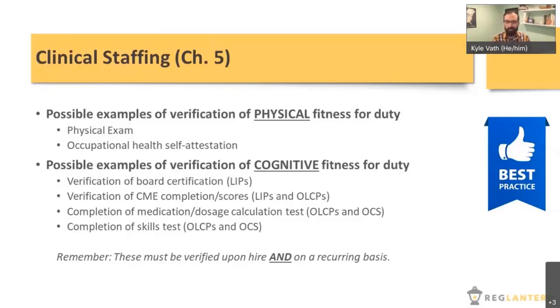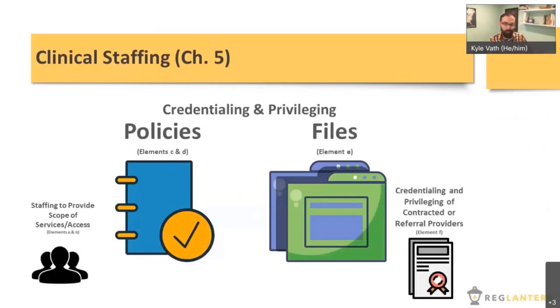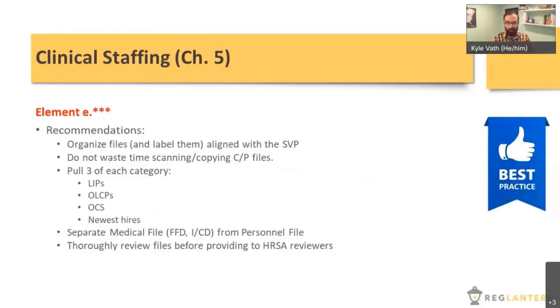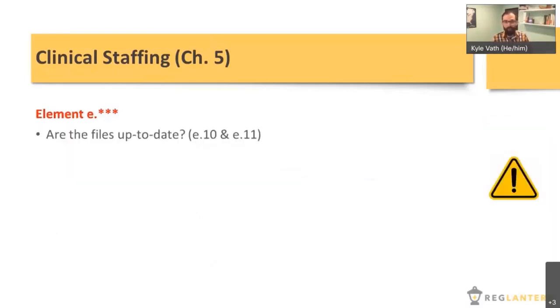And remember that these must be verified upon hire and on a recurring basis. So now we move on to the files. This is the easier part, where we're looking at the files that you provide. So they're basically looking at, do you have all of the things that you had said were required in your policy and are required in your site visit protocol? Are they in those files?